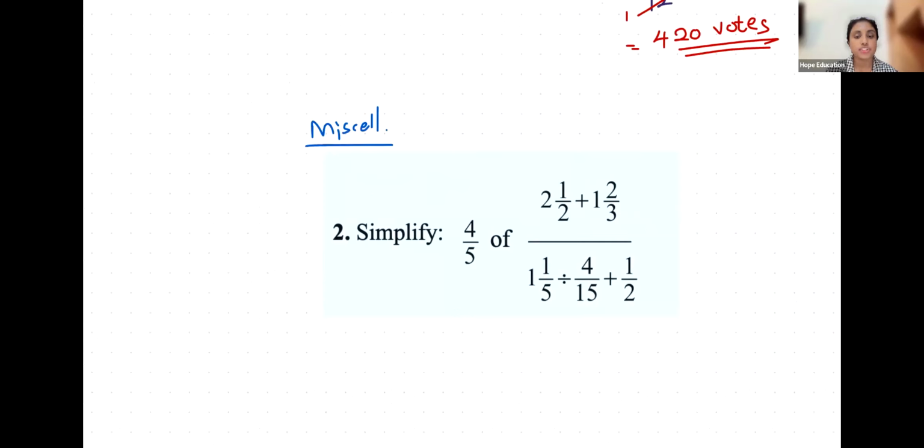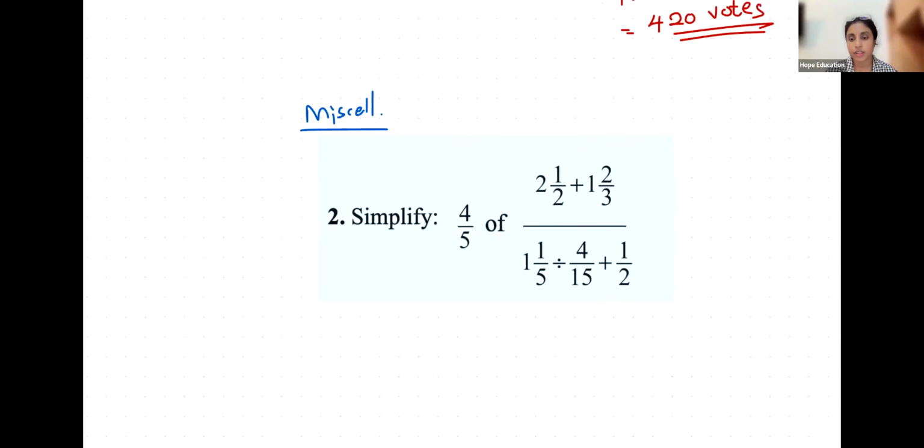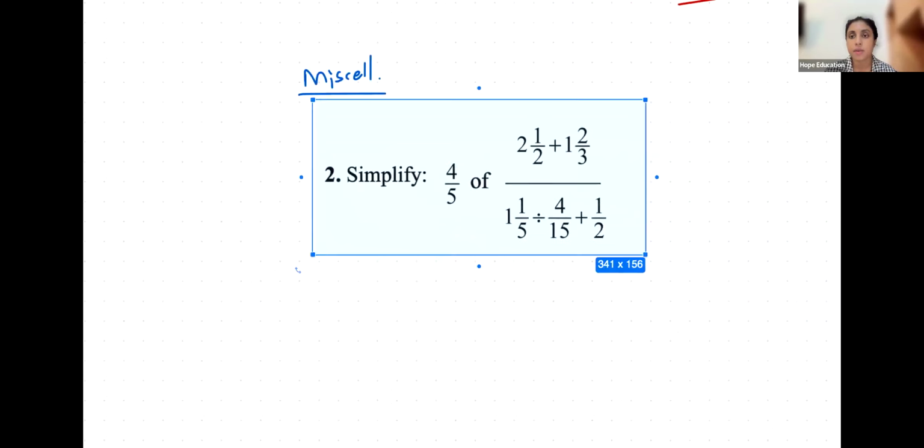It's the miscellaneous exercise on page 39, and this is the second question. Can you all try this simplification? I'll give you 4 to 5 minutes, so quickly finish. If you have any questions, you can ask. I'm right here, but I will keep my mic muted, and my camera will be on. So if you have any questions, you can ask. Quickly do this.